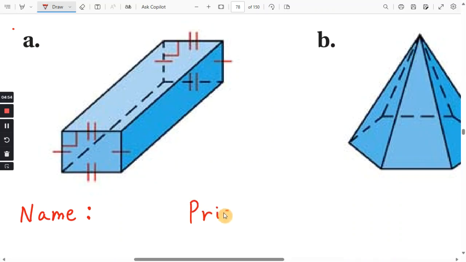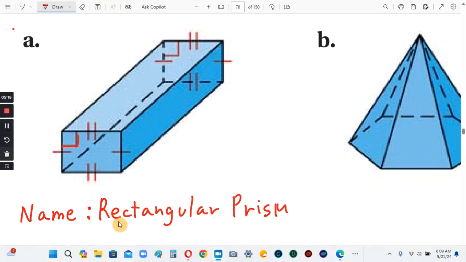All right, and what kind of prism is this? Well, just look at the bases. We can see the base here. It has a right angle, and opposite sides are congruent, but not all four sides. So this is clearly a rectangle. Okay, so you would call this a rectangular. Let me fix this. This would be called a rectangular prism.